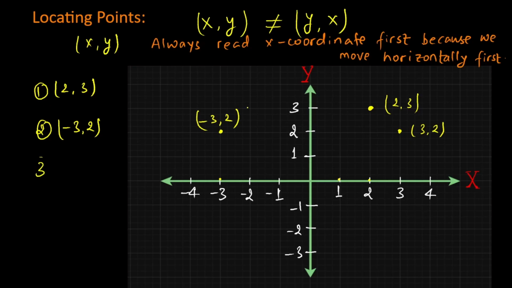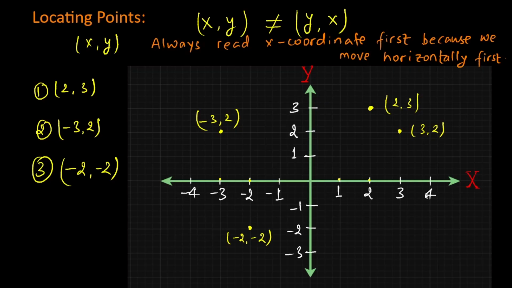Let's see another point, negative 2 comma negative 2. Here our x value is negative 2, so we move 2 units left. Then our y coordinate is also negative 2, so we move 2 units downward. So this point is negative 2 comma negative 2.